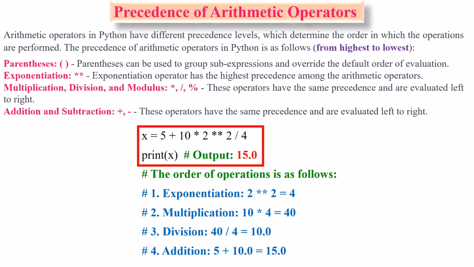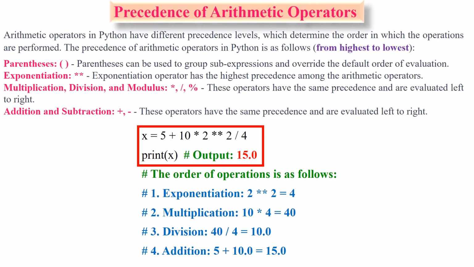Arithmetic operators in Python have different precedence levels, which determine the order in which the operations are performed, that is, from highest to lowest: parentheses, exponentiation, multiplication, division, and modulus, addition and subtraction. Here's an example that demonstrates how the order of operations is determined by operator precedence.